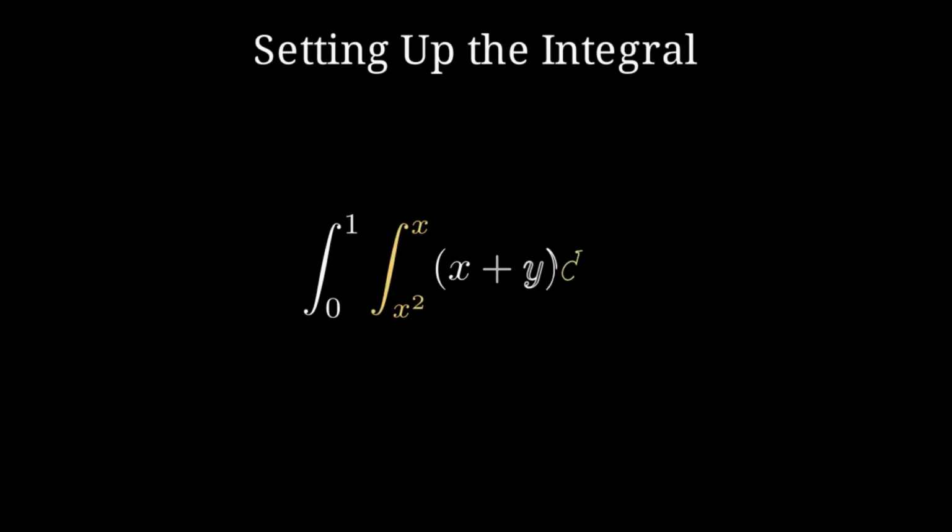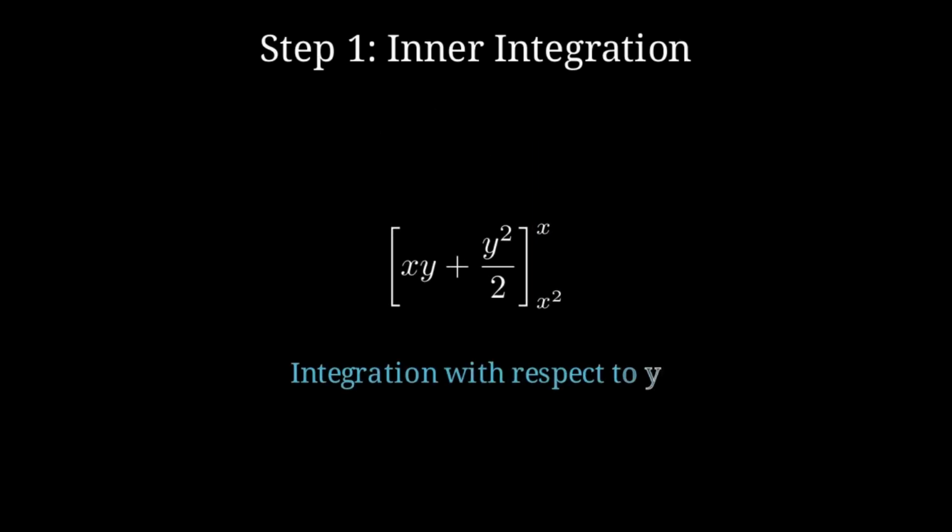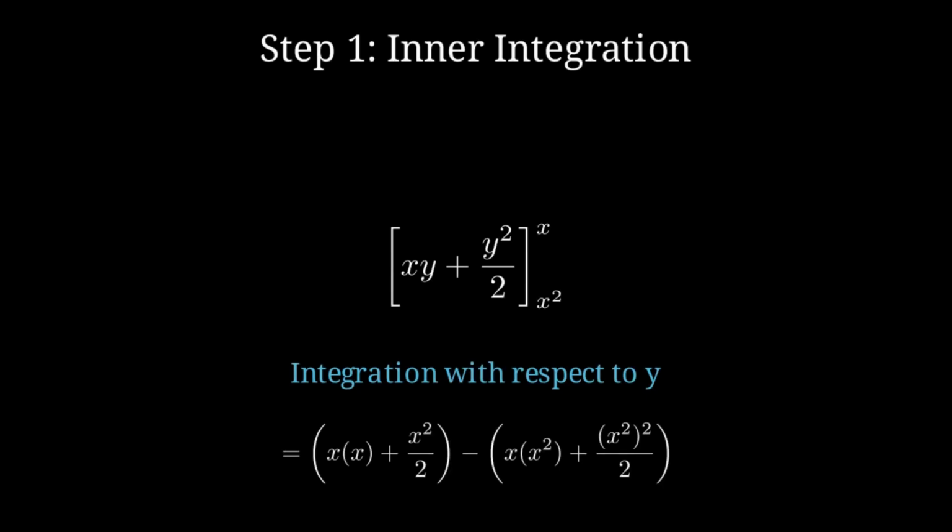Now we set up the iterated integral. The outer integral goes from 0 to 1 for dx, and the inner integral goes from x squared to x for dy. We are now ready to compute. We integrate the function x plus y with respect to y. This gives us xy plus 1/2 y squared. We then evaluate this expression at our upper limit x and lower limit x squared.